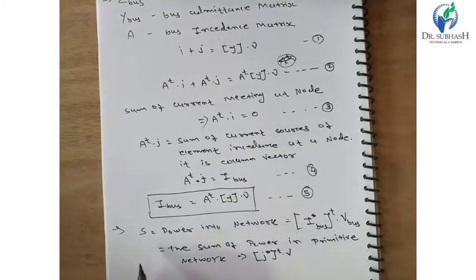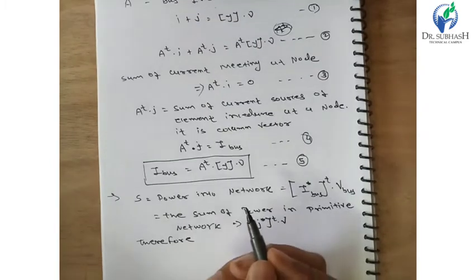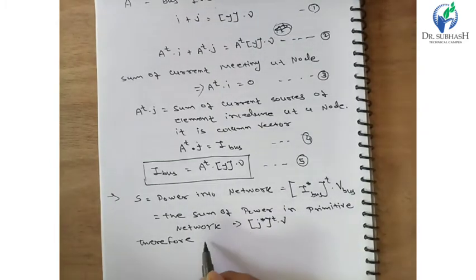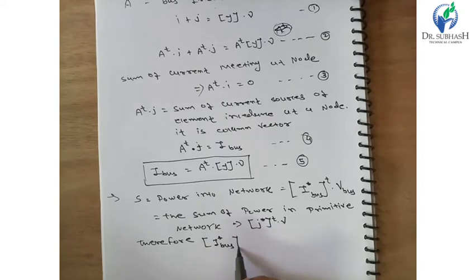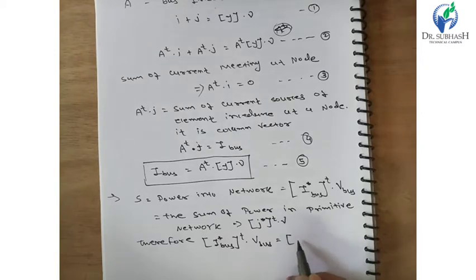Therefore, we write here I bus star into T into V bus is equal to J star T into V. This is equation number 6.